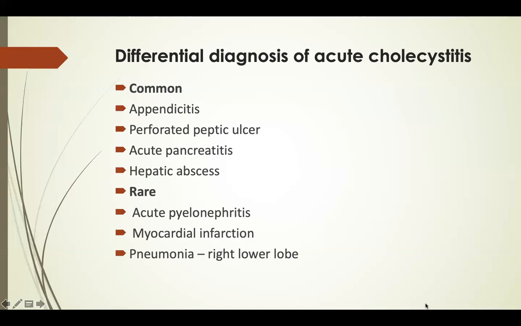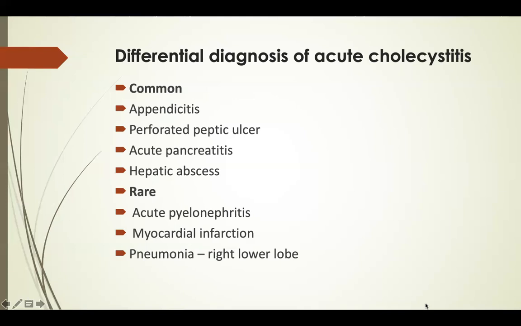Appendicitis pain will mostly shift to the right iliac fossa, and there is nausea and vomiting. For peptic ulcer, usually there is a history of peptic ulcer disease, and there may be pain of very sudden onset, because whenever there is perforation, the content of the gut touches the peritoneum, so the patient even remembers the time of that incident when the pain started.